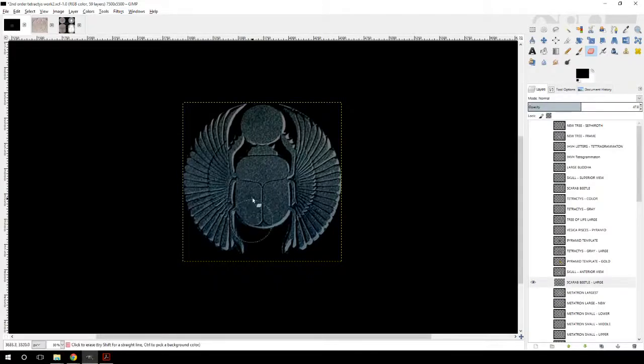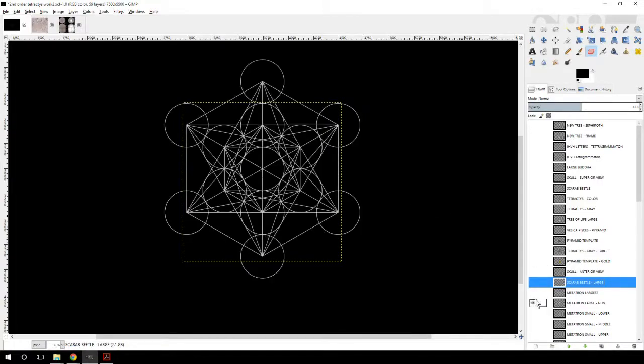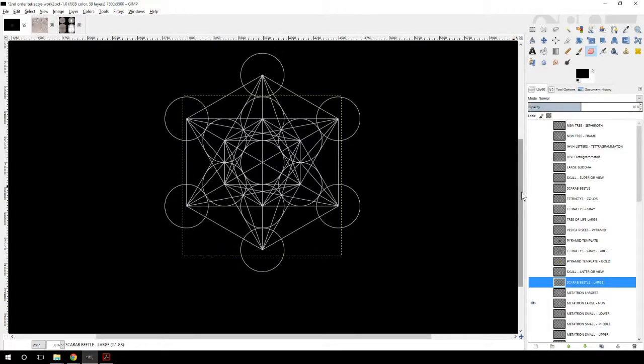Now right here, I took this beetle and I just took the color and inversed it. The reason I did that is so that when we take a look at the lines, they will show up real easy on the beetle and we'll be able to see what we're looking at. So here's our Metatron's cube. And our Metatron's cube helps us decode a lot of stuff.